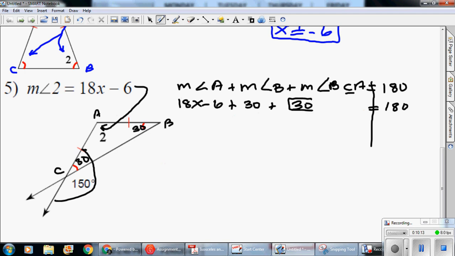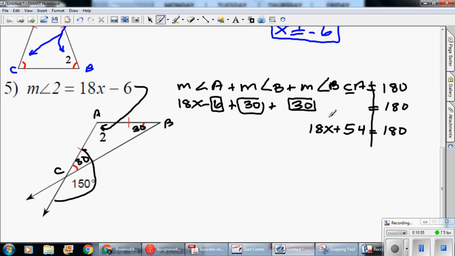I can combine the 30 with the other 30 and with the 6. Gotta be careful because the 6 is negative. That means you don't add, you subtract. 30 plus 30 will be 60, and 60 minus 6 will be 54. 18x has no one else to combine with on the left, so that will be 18x. The right-hand side cannot be combined because it's by itself, so that will be 180.